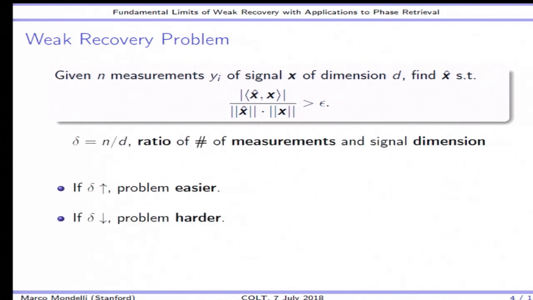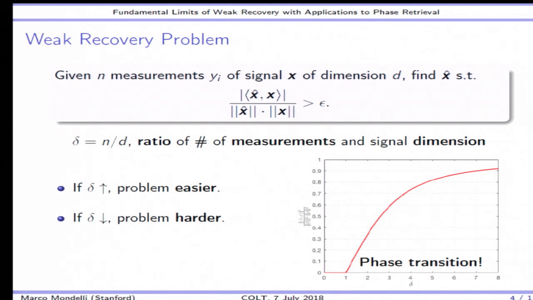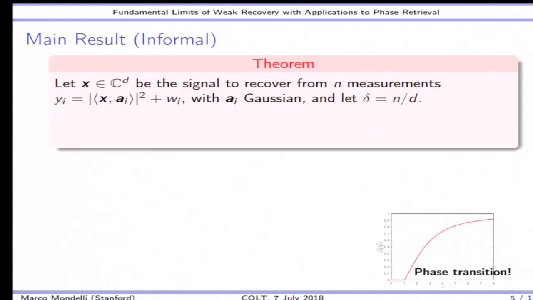This problem is parameterized by the ratio delta between the number of measurements and the signal dimension. Obviously, if delta is larger, the problem is easier because I have more measurements. And if delta is smaller, the problem is harder. What I want to unveil here is that there is a phase transition, in the sense that the problem is impossible up to some point information-theoretically, and then when it becomes information-theoretically possible, it's also algorithmically solvable. That's the main result that I would like to present.